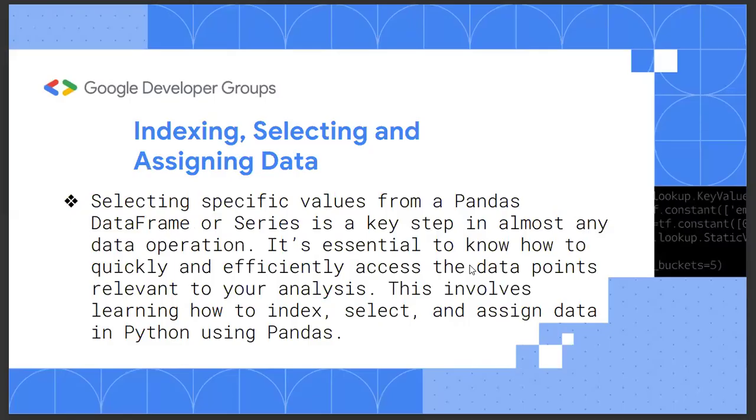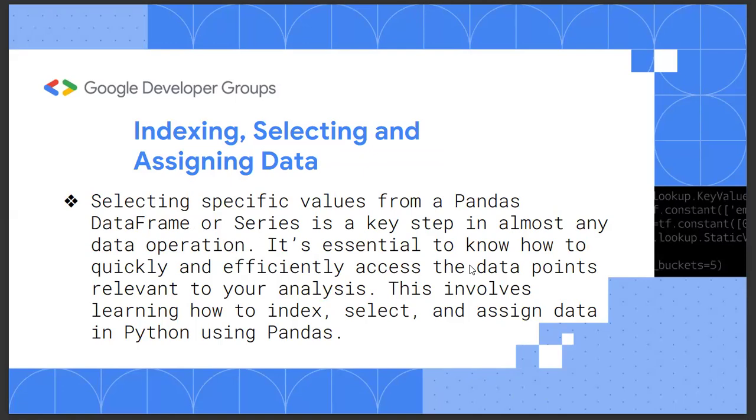So what can we do if we want to index, select, and assign data? Selecting specific values from a pandas data frame or series is a key step in almost any data operation. It's essential to know how to quickly and efficiently access the data points relevant to your analysis. This involves learning how to index, select, and assign data in Python using pandas.